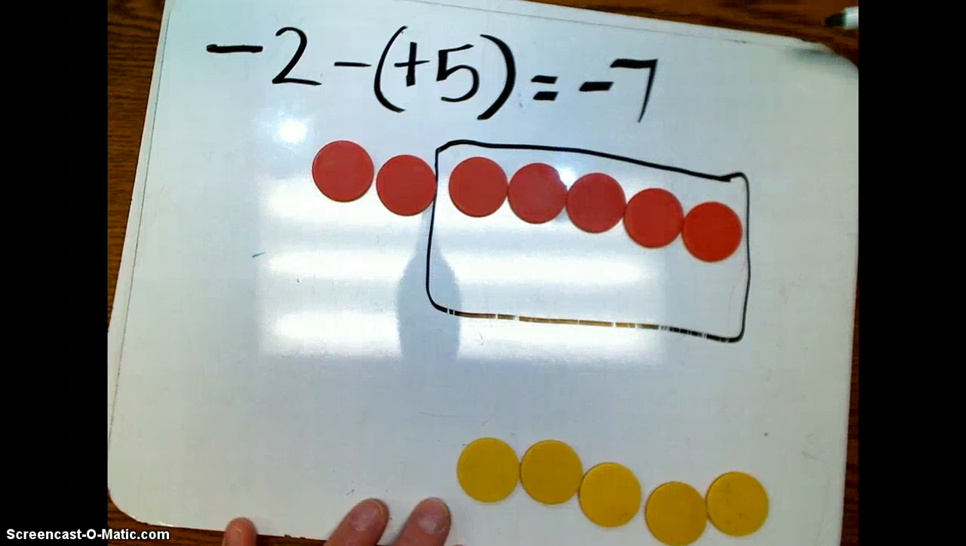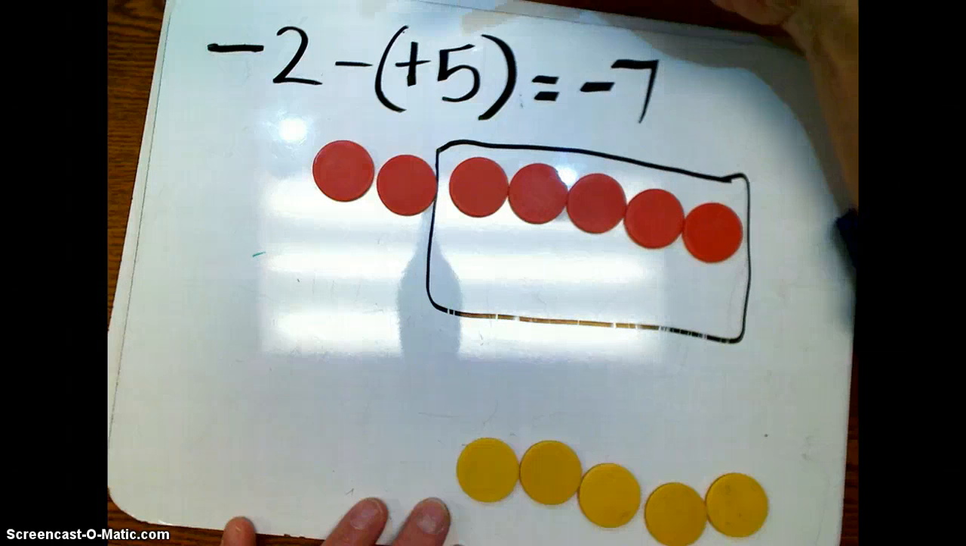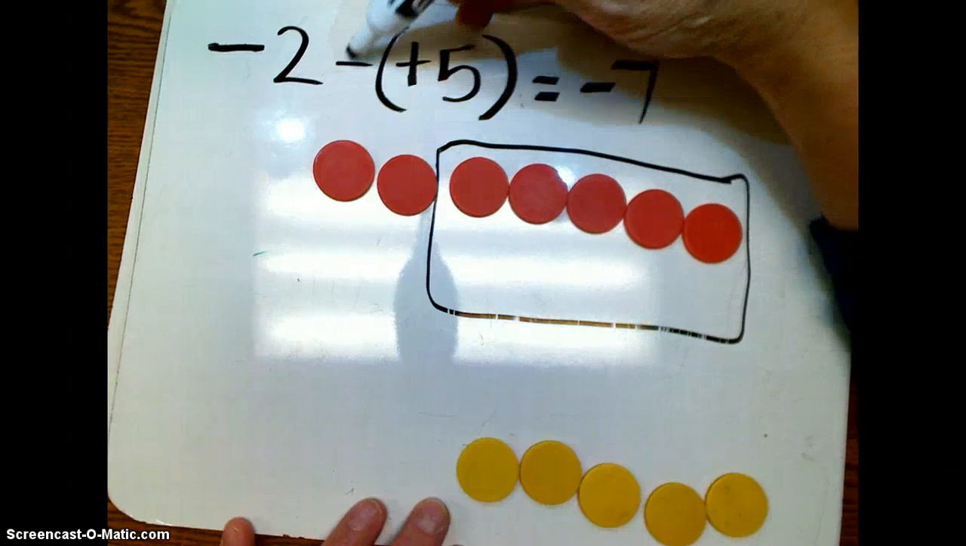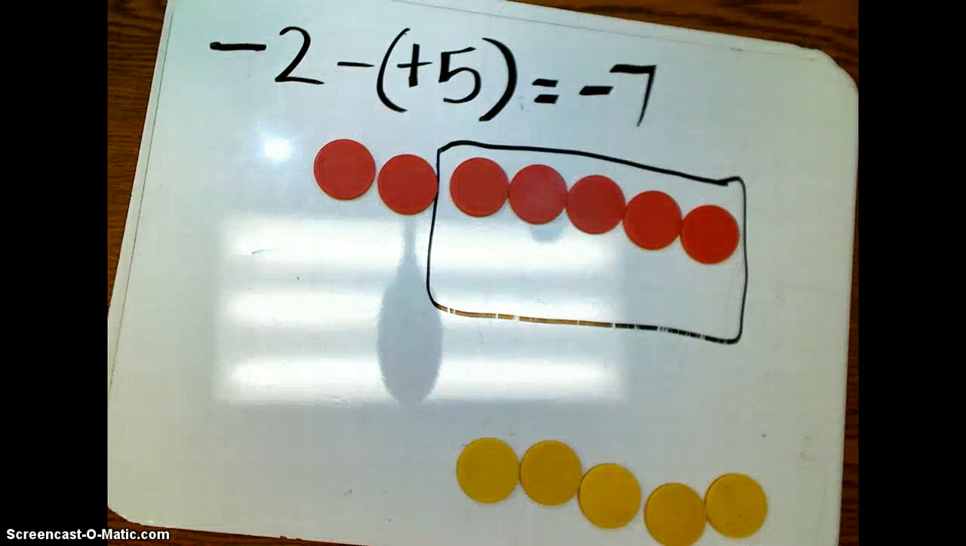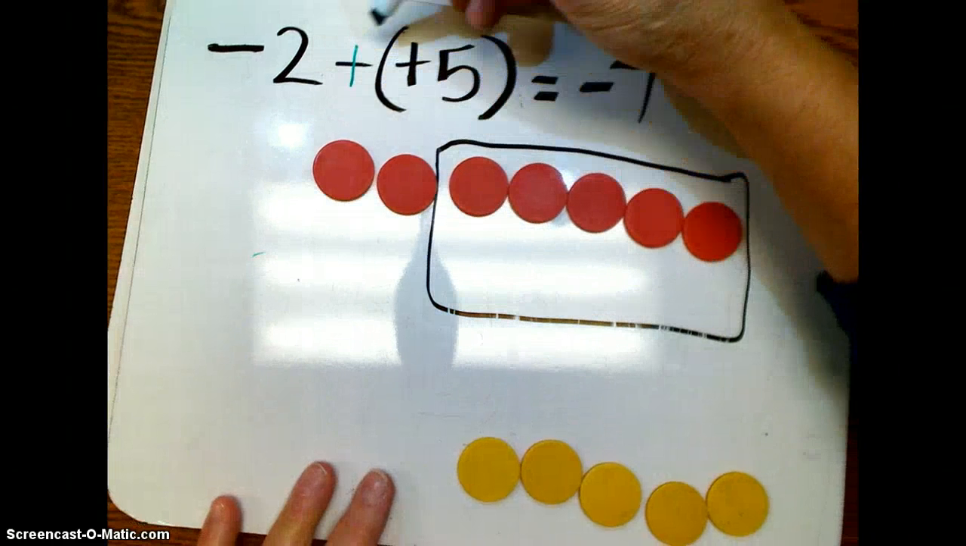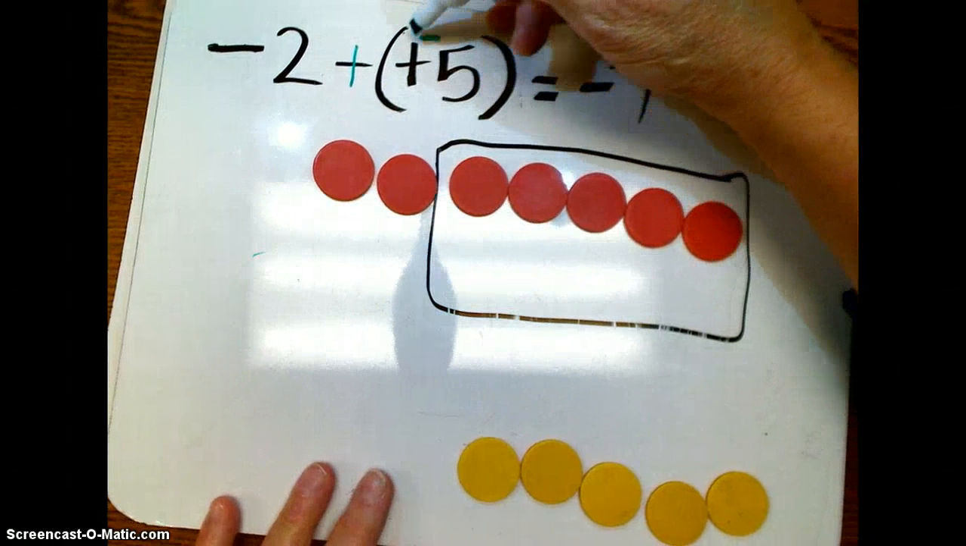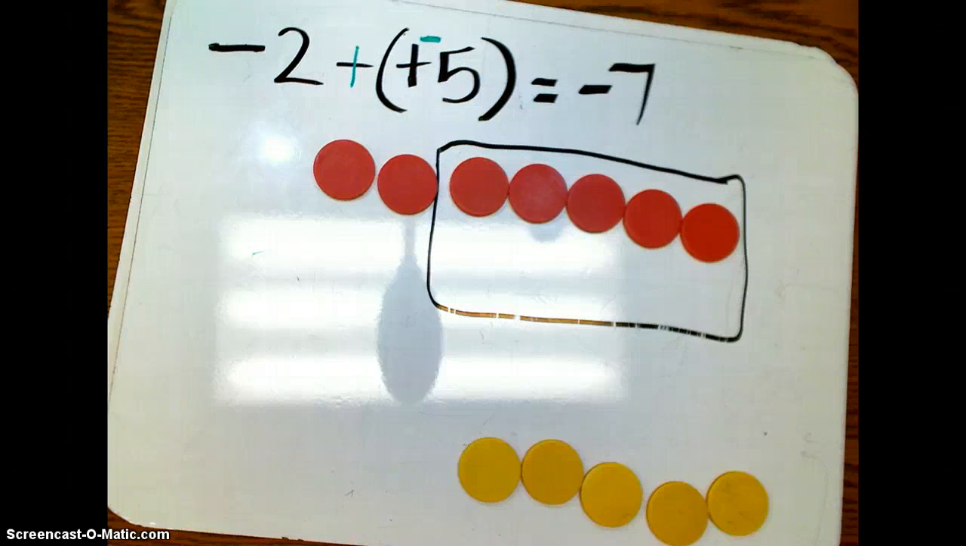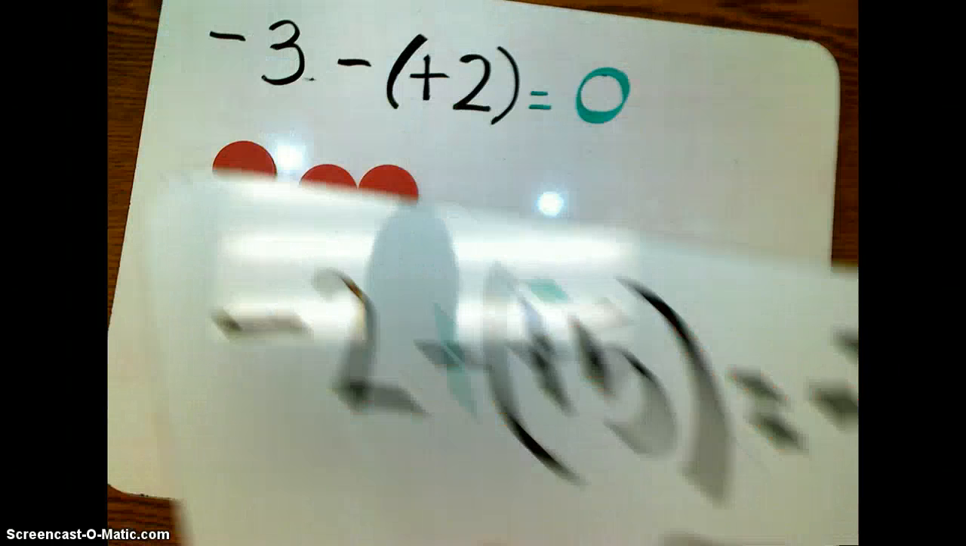And now you can see how we could be thinking of subtraction as adding, let me use a different color, adding an opposite. The opposite of a positive 5 is a negative 5, so we've just added a negative 5 to get our answer of negative 7.